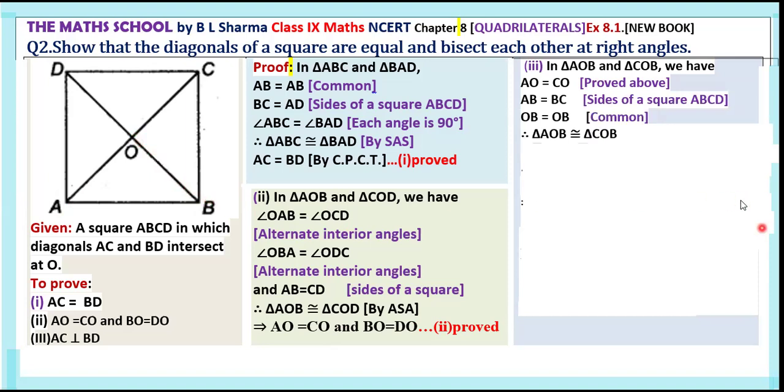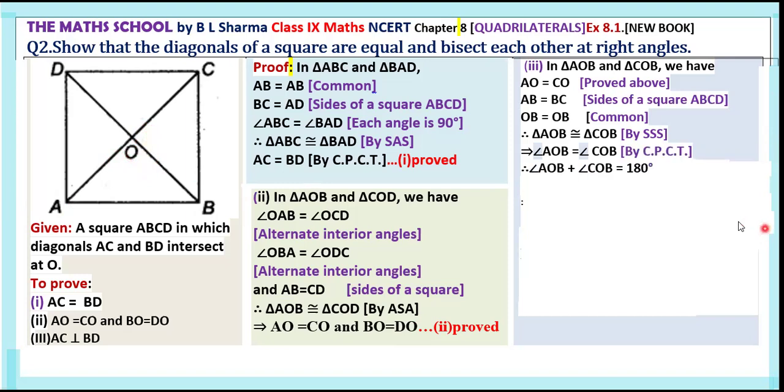That is why triangle AOB and triangle COB are congruent by SSS. By CPCT, angle AOB is equal to angle COB, this angle is equal to this angle. But the two angles are forming a straight line, meaning linear pair. So their sum is 180 degrees, but both are equal. That is why each angle will be 90. This will be 90 and this will be 90.